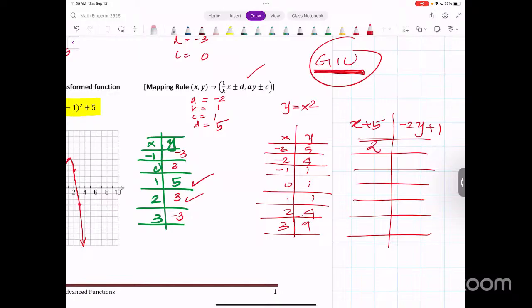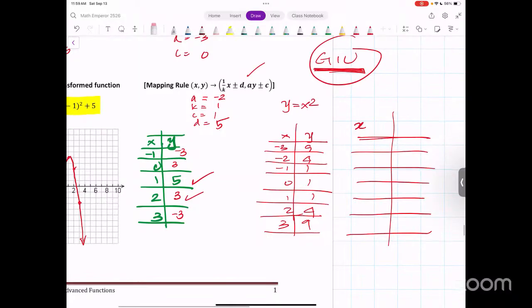-3 plus 5 is going to be 2. Now, am I doing my mapping notation correct? I'm not doing it correctly because the k value is supposed to go here. You guys didn't say that. Thank you. X over k is the x plus d. D is 5, so that is going to be x plus 5. A y minus 2y plus c, c is 1. X is -3. -3 plus 5 is 2.